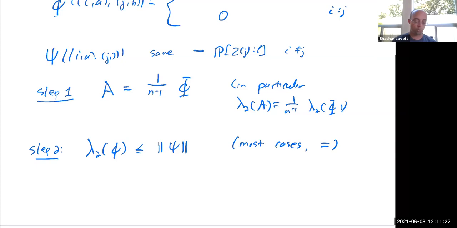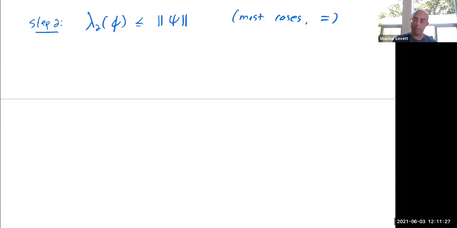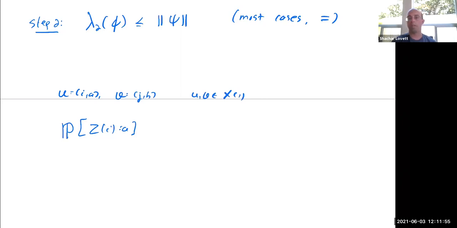So let me quickly show you step one. Let's analyze the quantities that we care about. What is the probability that Z of i is a? Well, let's define u to be the element ia and v to be the element jb that's going to come up soon. Both u and v are nodes of the complex at level 1.